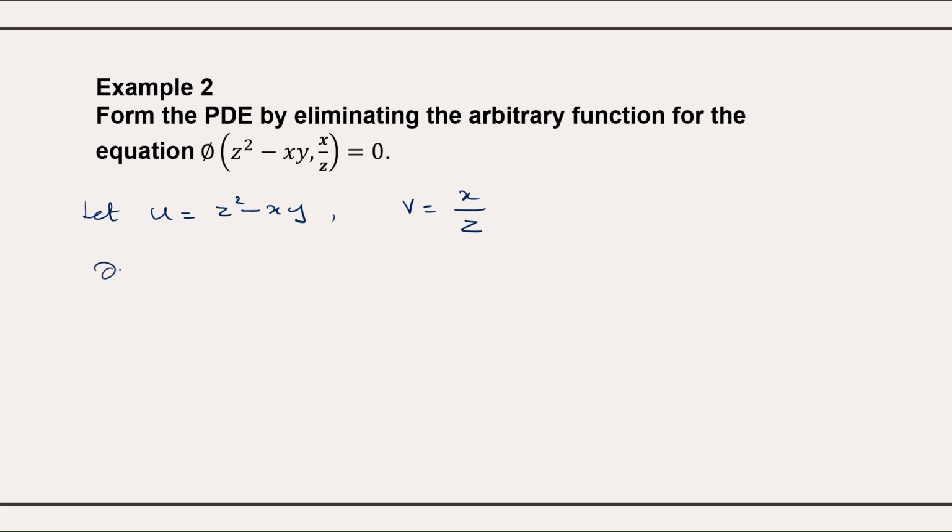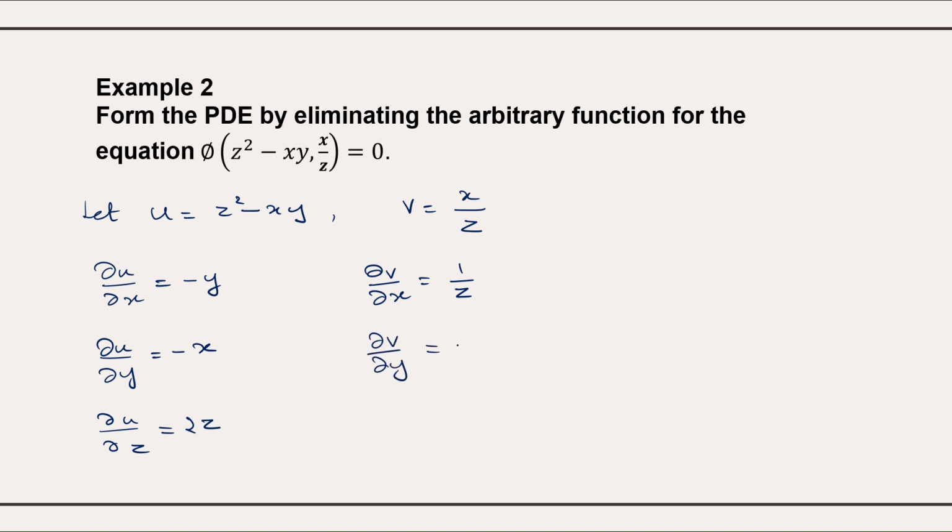So now as usual let us find dou u by dou x, which is equal to minus y, dou u by dou y is equal to minus x, and dou u by dou z is equal to 2z. Similarly, dou v by dou x is 1 by z. Dou v by dou y will be 0 because there is no term involving y, so y is considered as constant. Next, dou v by dou z: differentiation of 1 by z is minus 1 by z square, and x is treated as constant, so the differentiation will be minus x by z square. So now these are the partial derivatives.